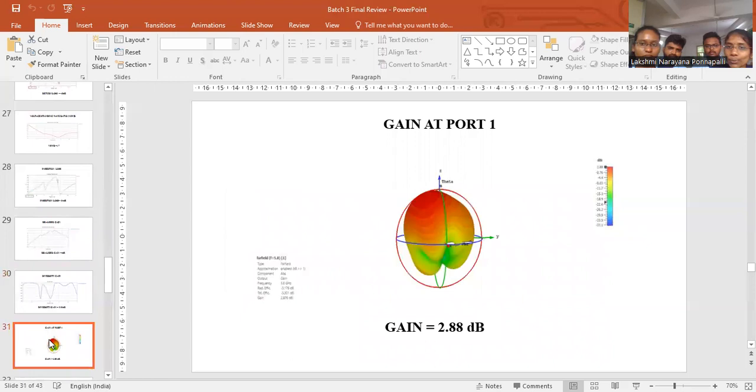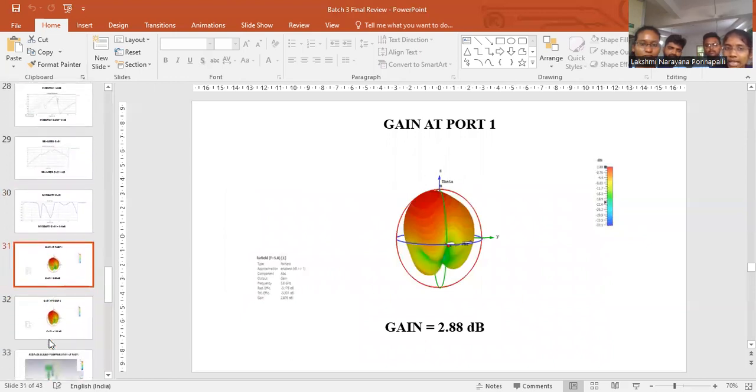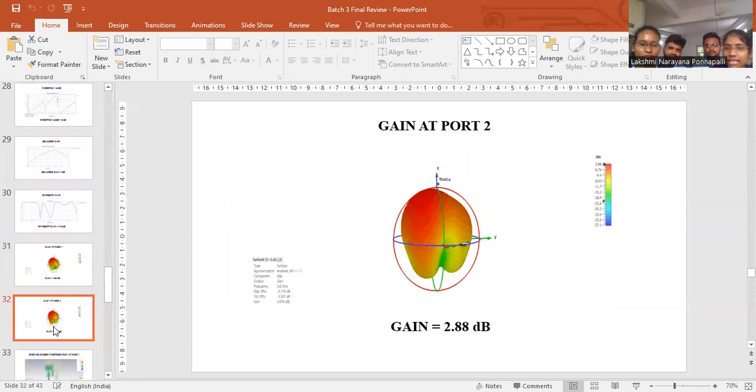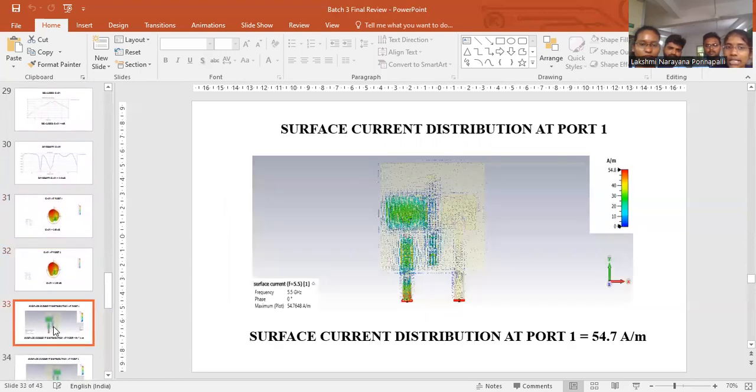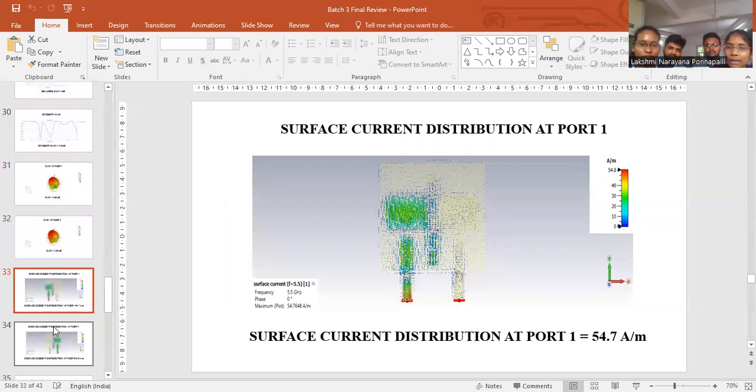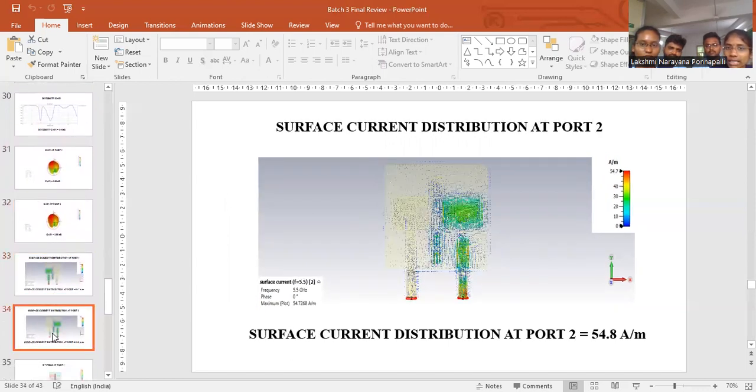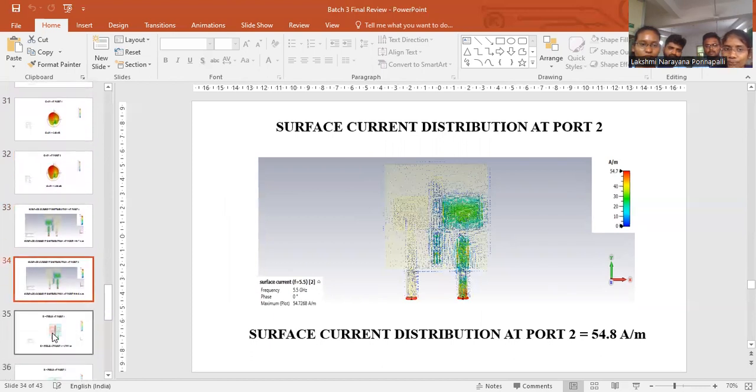Here we obtained gain at two ports, port 1 and port 2. At port 1 we obtained a gain of 2.88 dB, and at port 2 we got the same gain of 2.88 dB. Here we obtained surface current distributions at two ports, port 1 and port 2. Here is the surface current distribution at port 1, and this is the surface current distribution at port 2.